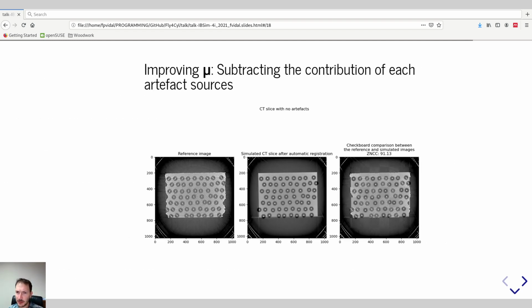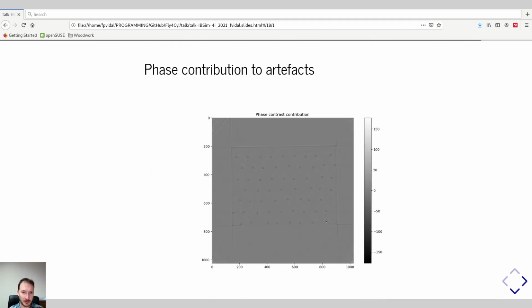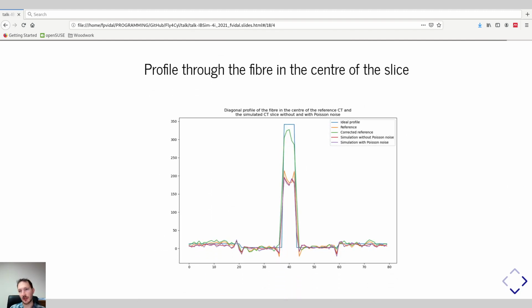And we could actually compute the contribution of each artifact source, phase, LSF, beam hardening, and try to suppress that from the initial reconstruction. And now you can see the corrected slice here. So in blue, that's what we should have if it was perfect. And what is nice is you don't have this dip anymore. It's flatter here. Same here, it's flatter. So it's actually retrieving the data.